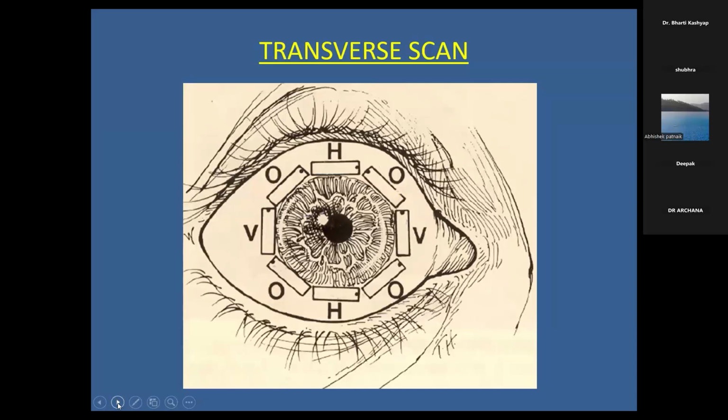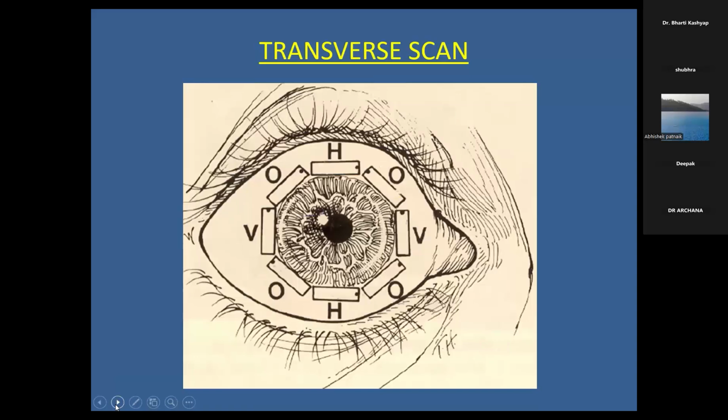So as I mentioned, there are three types of scans based on the position of the probe that we are going to put. The first one is the transverse scan. As you can all see, there is a marker over the probe, depicted as a dot in the figure. This marker is considered as present on the 12 o'clock part of the probe. The probe in this kind of transverse scan is parallel to the limbus. So you can see how the orientations of the scan are.